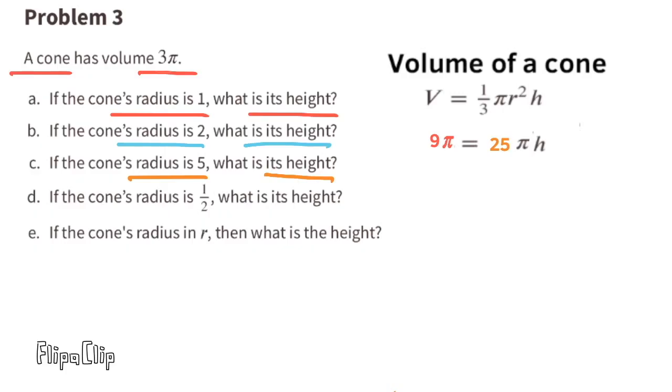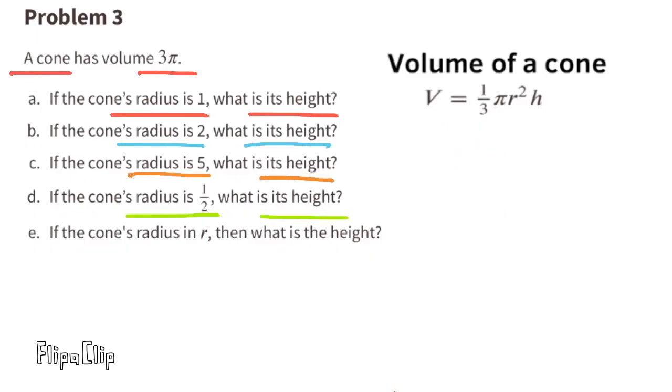We're solving for the height, so we have to get the h by itself. Divide both sides by 25 pi. 9 pi divided by 25 pi equals 9/25, and 25 pi divided by 25 pi equals 1. 1 times h equals h. So h equals 9/25. When the radius is 5, the height of this cone would be 9/25 units.